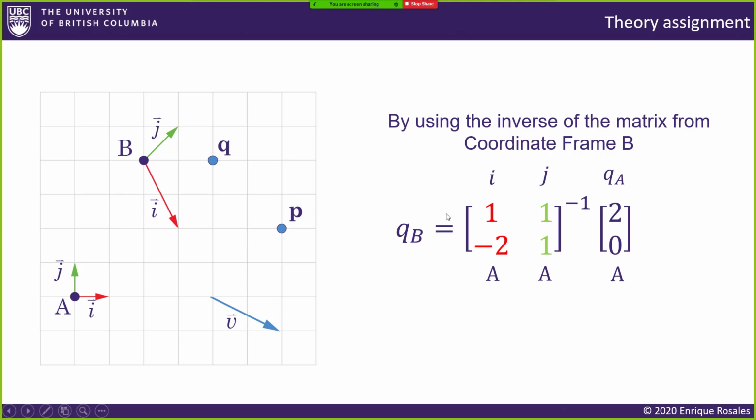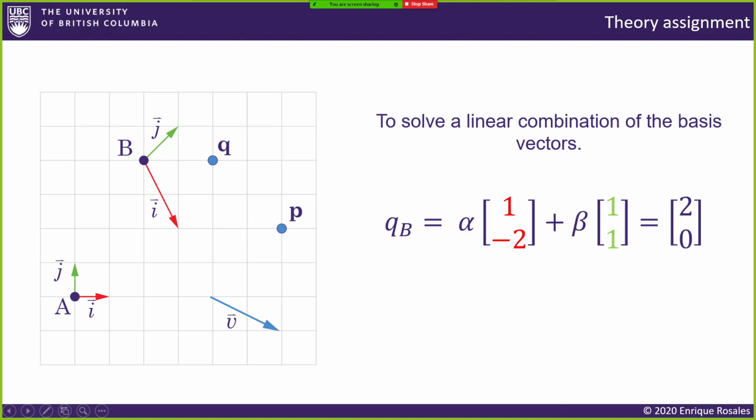It was very fun. Okay, so let's come back to the same question. I need to get the coordinates of point Q with respect to coordinate frame B, and as we said, what I need to do is take the basis vectors i and j with respect to A and multiply by the coordinates of the point Q with respect to it. And we already saw that we need to assume that the origin is the same. The other way to solve this is as a linear combination of the basis vectors.